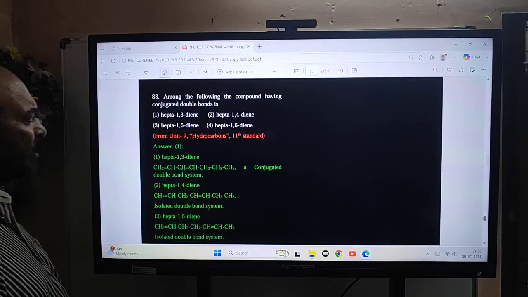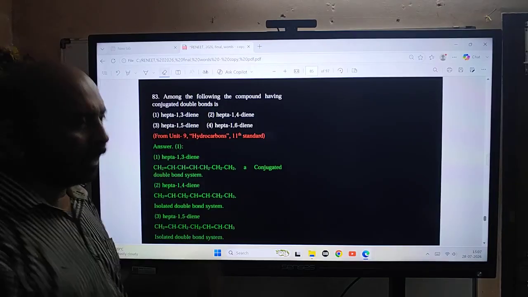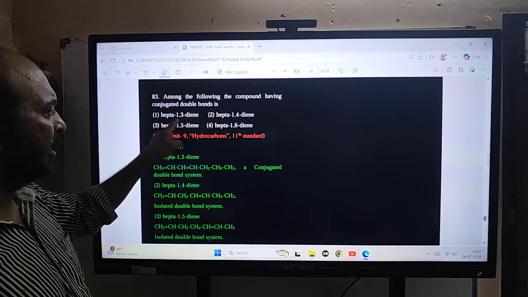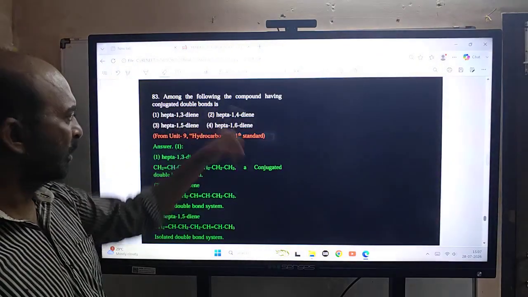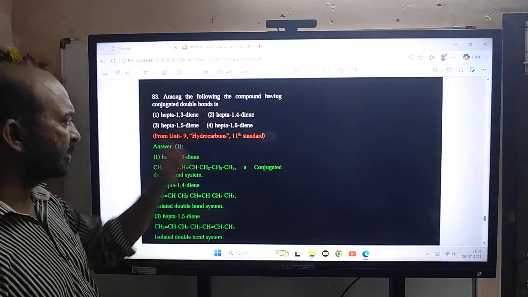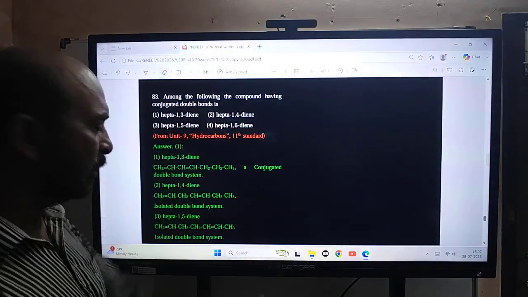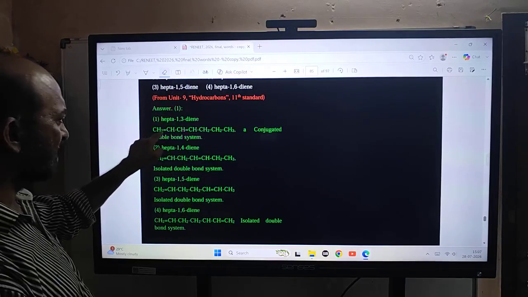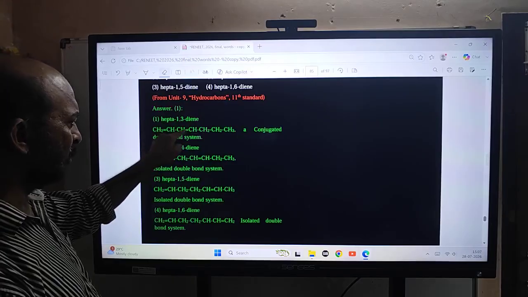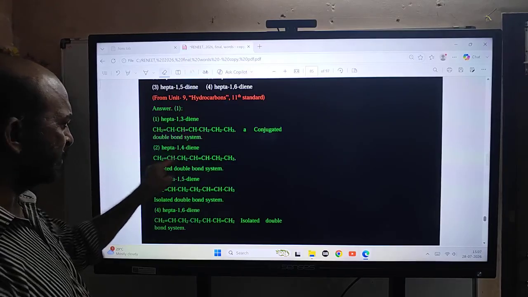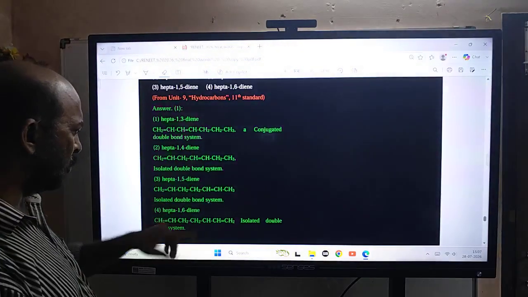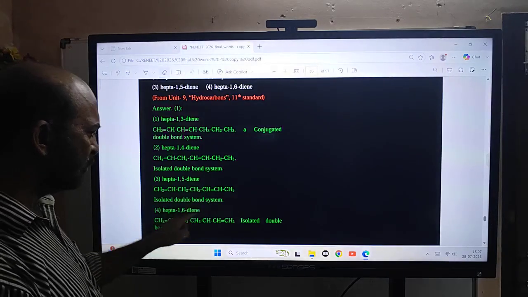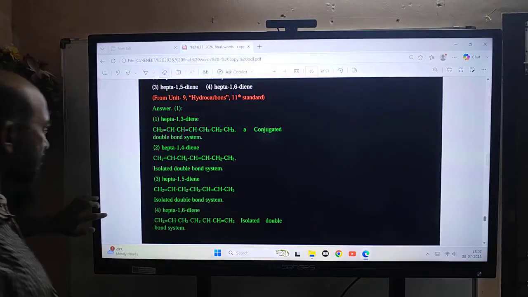Among the following compounds having conjugated double bonds, only alternate double bonds will have conjugation. 1,3-heptadiene, that can conjugate. 1,4, isolated double bond. 1,5, isolated double bond. 1,6, no doubt isolated double bond. Structures I have shown here. Only in 1,3 are the double bonds alternating: double bond, single bond, double bond. Only then can they conjugate. Double bond, single bond, single bond, double bond: no. Double bond, single bond, single bond, single bond, double bond: no. Double bond, four single bonds, double bond: not at all. So the answer is 1.